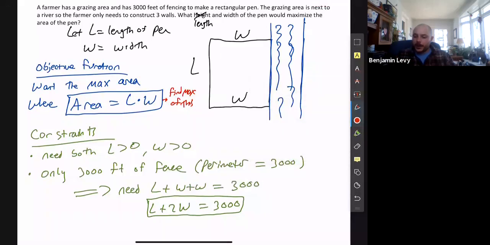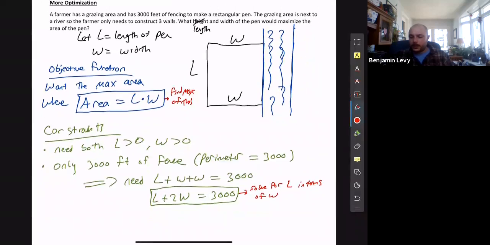All right, so just to be clear, what we're about to do, we're going to solve for one variable. It doesn't matter which one. L is the easiest one to solve for, so I'm going to solve for L in terms of W, so that we can plug it into the formula, right? So just kind of looking ahead here. Well, let me just do it and then we'll look at it. So let's solve for L. Just subtract 2W to the other side. So we have L equals 3,000 minus 2W.